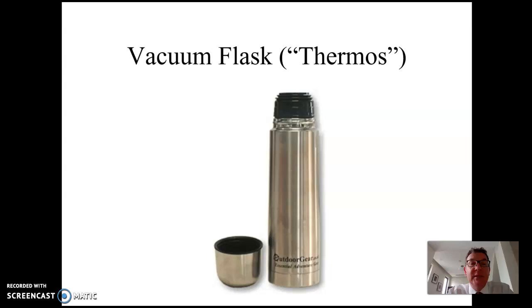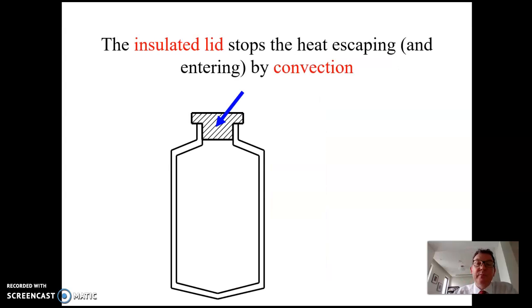It's the only word in the English language that has two U's together. Sometimes called a Thermos. A lot of these are built by a company called Thermos. So in the UK, you'll hear a lot of people saying, oh, it's a thermos flask, but the proper name is a vacuum flask. Now, how does this work?